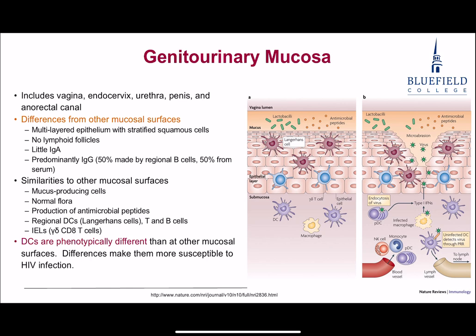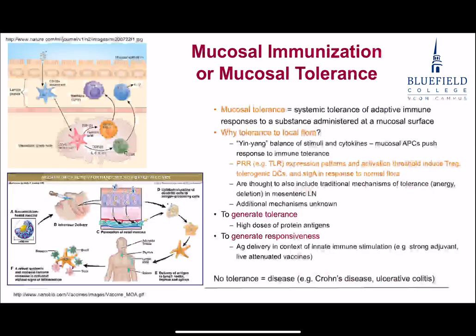In the genitourinary system, it looks a lot more like the skin keratinocytes. You've got multiple layers of epithelial cells. Also, you've got very little immune response here. Very little IgA is secreted. The predominant isotype at your genitourinary mucosal surface is IgG. And you have a difference in some of the microbiome.